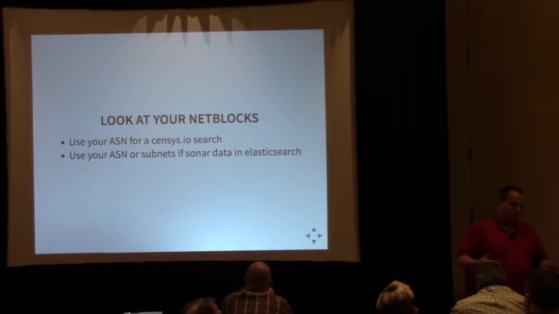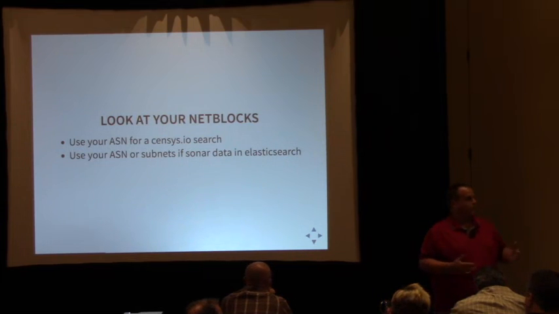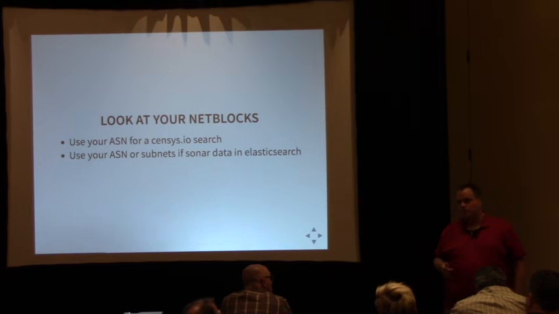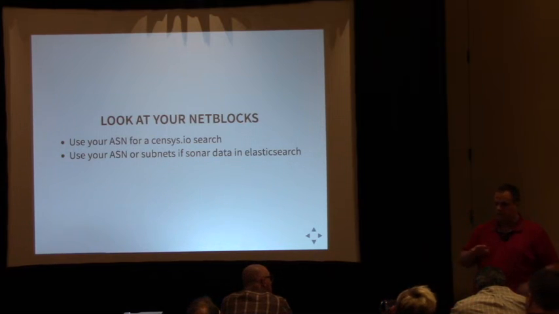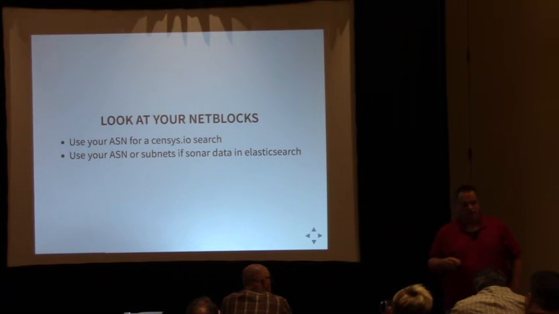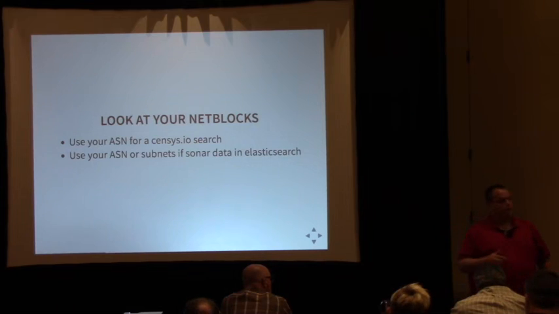If you're using the Elasticsearch version or Census.io, what I mean is you can take your ASN and throw it in Census and say, hey, Census, what certificates have you seen in my ASN? So you can actually see what data someone outside of my network sees about my network. It's a great way to say, oh, hey, I didn't know that service was open, or that service that I thought you had retired actually was never retired. It's a great way to get an idea of what's going on with your network.